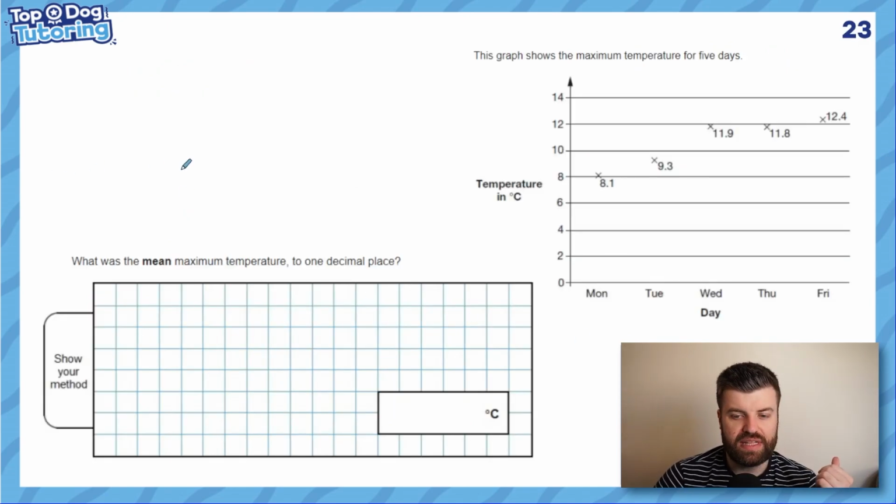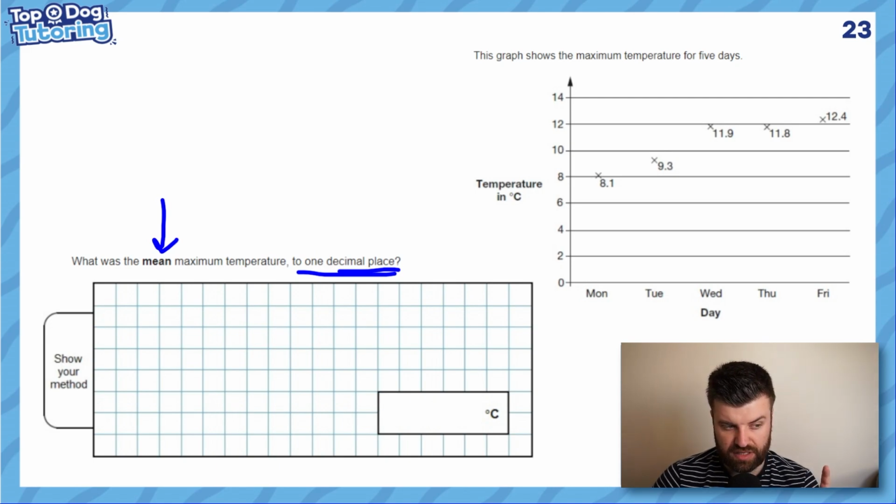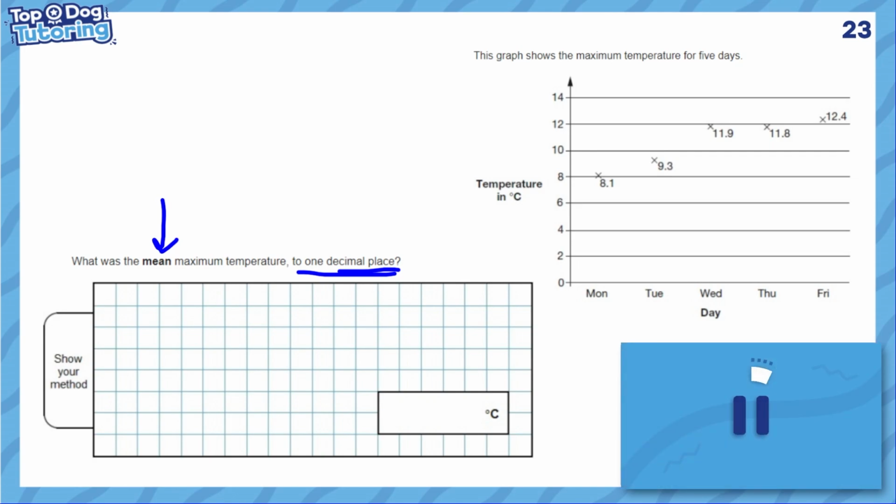Here's another one that we need to work out. Mean is the same thing as average. Have a go, and it's important here, it says to 1 decimal place. I'll show you how to do it after, but we need to have a go first. What's the mean maximum temperature? On the chart over there, they're all the maximum temperatures.